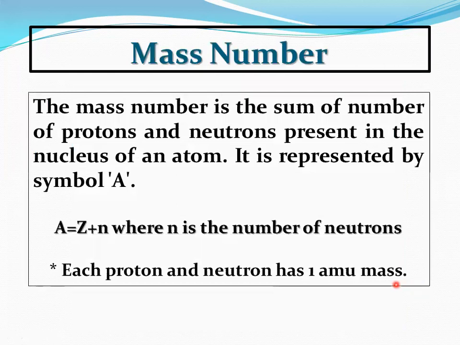Now, what is mass number? The mass number is the sum of the number of protons and neutrons present inside the nucleus of an atom. It is represented by the symbol A. Means A can be calculated with the help of atomic number plus number of neutrons. Atomic number is represented by Z, mass number by A, and the number of neutrons by n. If we add the number of protons with the number of neutrons, we obtain the mass number, where n is the number of neutrons. Each proton and neutron has 1 a.m.u mass.